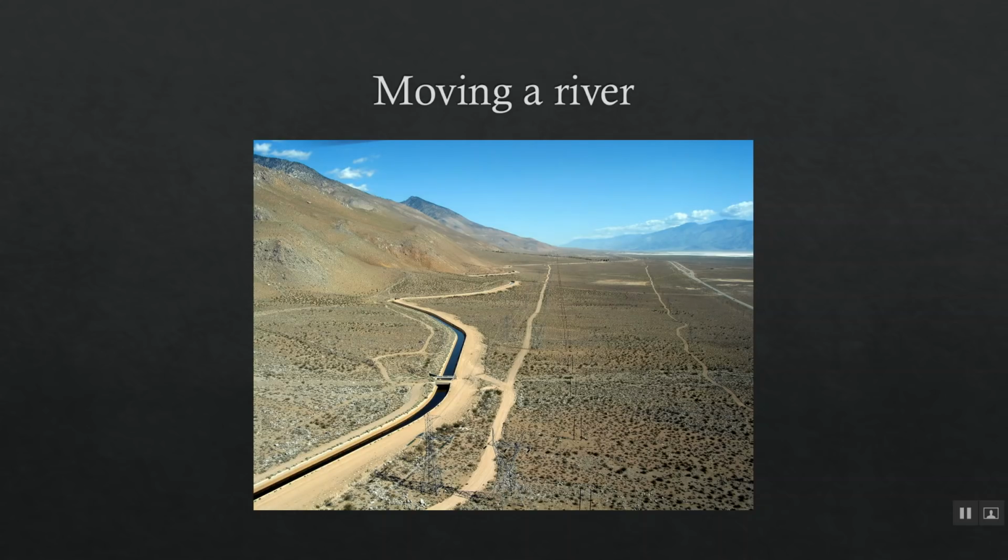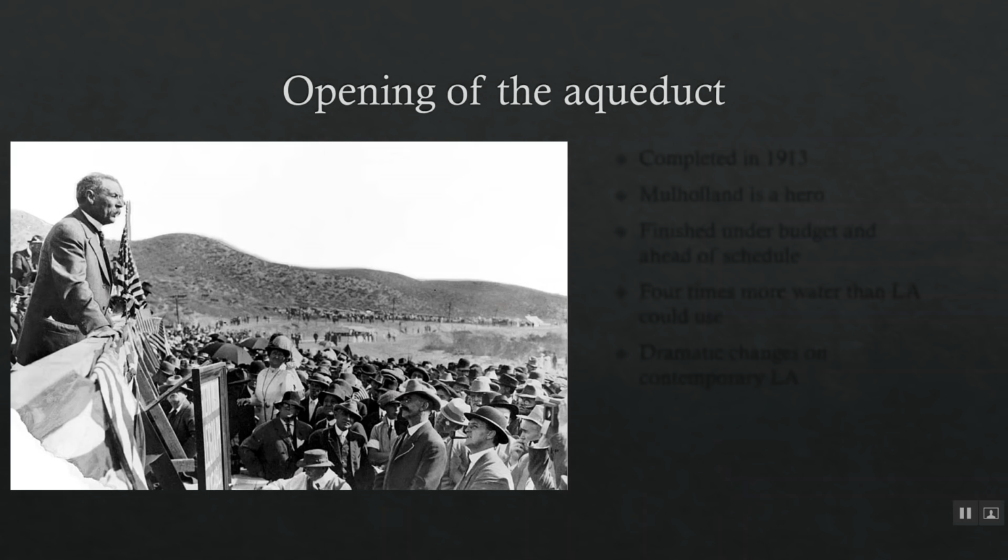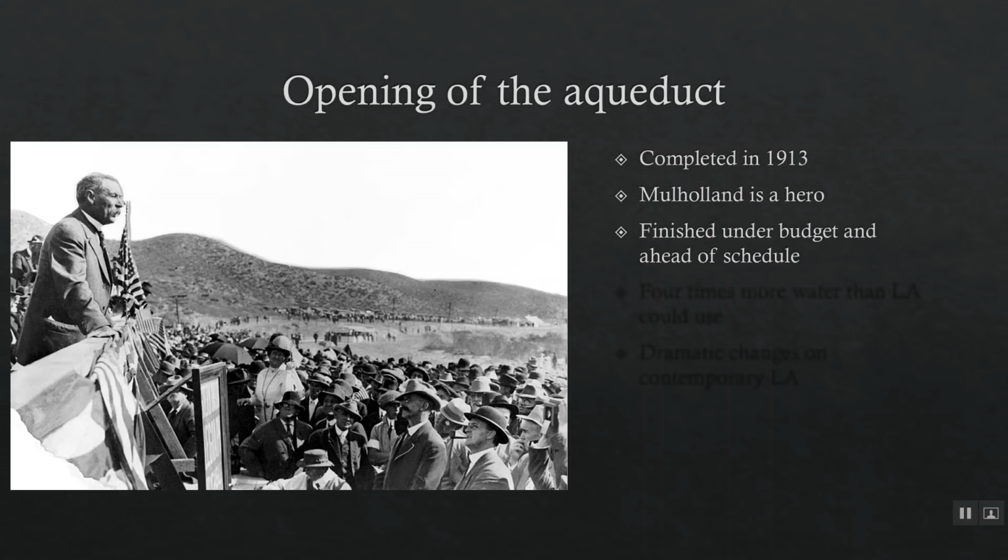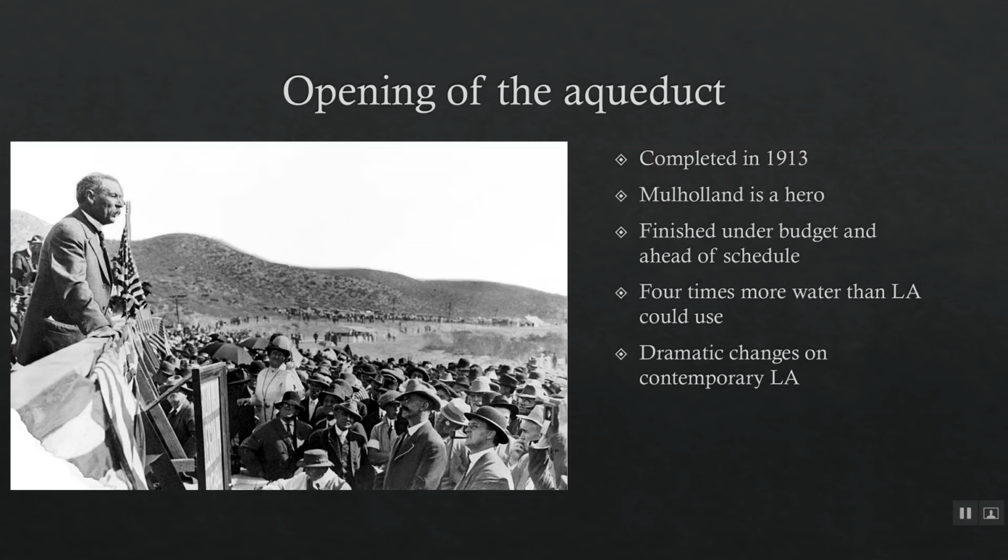So when they opened up the aqueduct, it was completed in 1913. Mulholland was a hero. He was a king of LA. It was finished under budget and ahead of schedule, which I feel like nobody ever says anything is finished under budget and ahead of schedule anymore. And it brought 4 times more water than LA could use. So all of a sudden, you have these really dramatic changes on contemporary LA because now they go from a water shortage and basically being a desert town to just having 4 times as much water as they could possibly need.